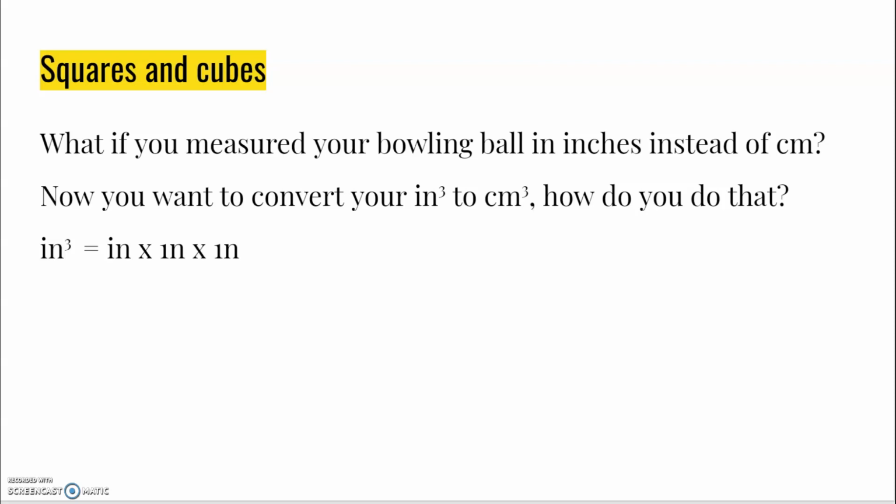So in the bowling ball lab, you had to figure out if your bowling ball floated, and you wanted to compare it to water, and you knew that water had a density of 1 gram per cubic centimeter. What if you measured your bowling ball in inches instead of centimeters? You would have ended up with a volume of inches cubed instead of centimeters cubed. So you'd want to convert that to compare the density of your bowling ball to the density of water.